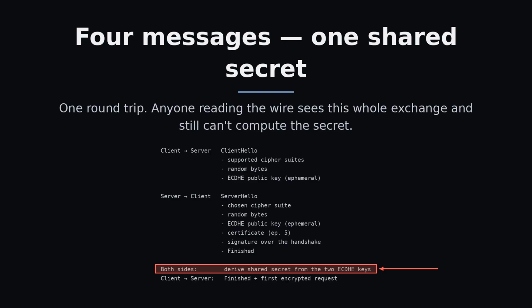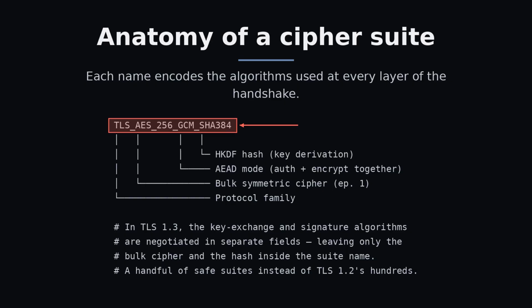The cipher suite is the menu of algorithms each side supports. A name like TLS_AES_256_GCM_SHA384 tells you the bulk cipher is AES 256 in Galois counter mode, and the hash function for key derivation is SHA 384.